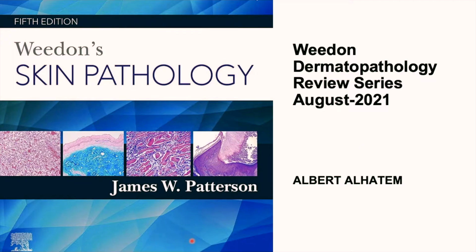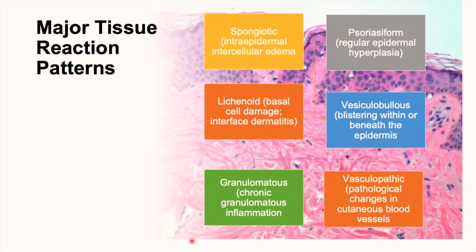Welcome back. We continue to explore the reactive patterns of the dermatitis. Last time we covered the spongiotic and the psoriasiform, and today we will cover the lichenoid reaction pattern as the main category, along with the vesiculobullous, that happen in the dermal epidermal junction.